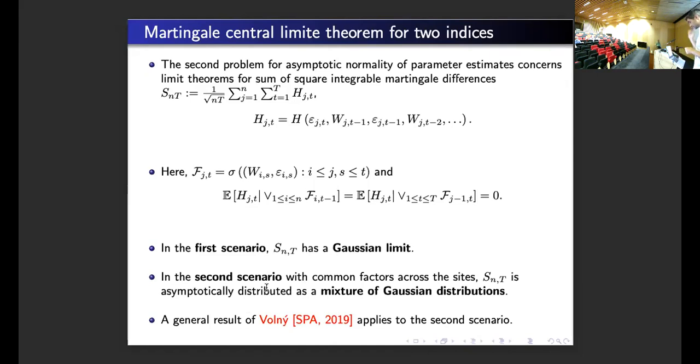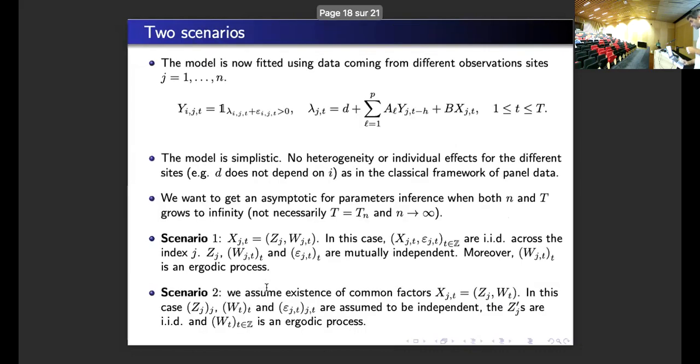This is the result. And to get an intuition about this, look at this kind of decomposition that I make here. Imagine that I take a double summation. Imagine that I take the Zj, I multiply with the Wt. So you take the product Zj multiplied by Wt. You take the partial sum over the two indices. What will happen? You obtain a product of two partial sums. Each partial sum will converge to a Gaussian. And at the limit, what will you obtain? You will obtain a product of two Gaussian distributions. So this is a particular case of a mixture. So this is why when you take common factors, it's not expected to have a Gaussian limit.